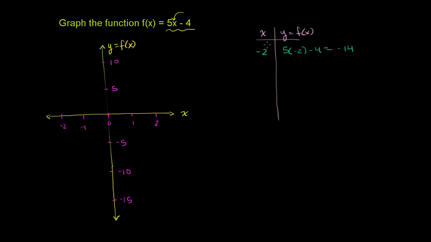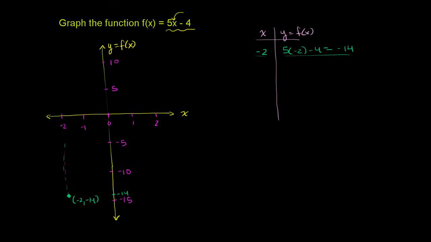So we have, when x is negative 2, f of x is equal to negative 14, which is right about there. So that is negative 14. So that right over there is the point negative 2, negative 14, which we got right from that.